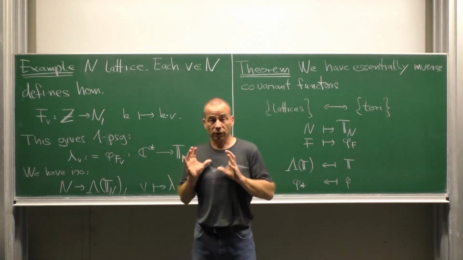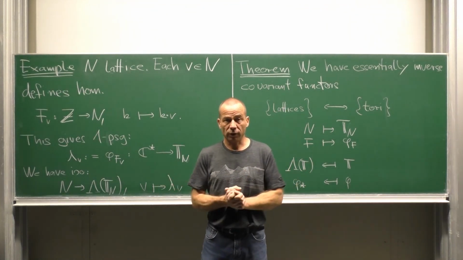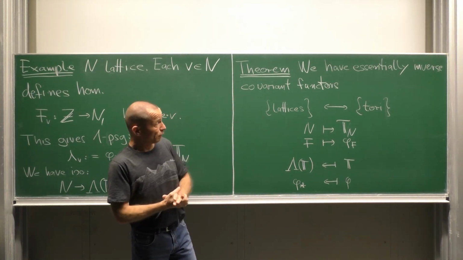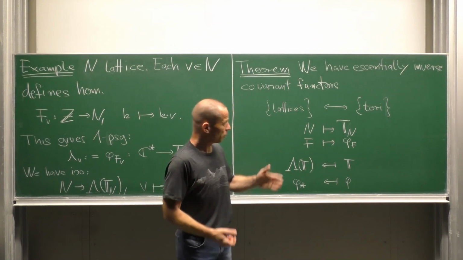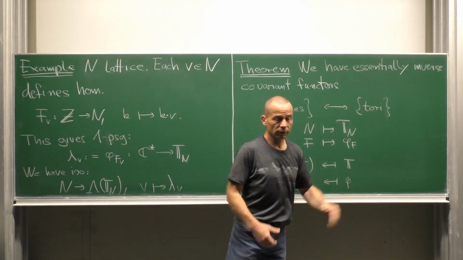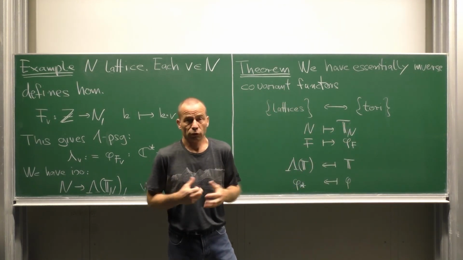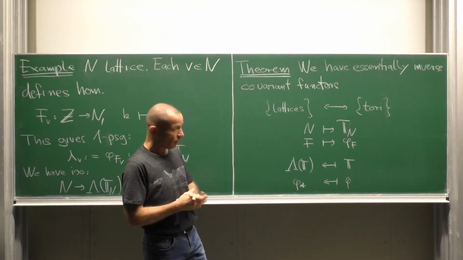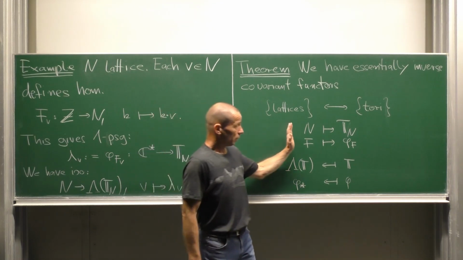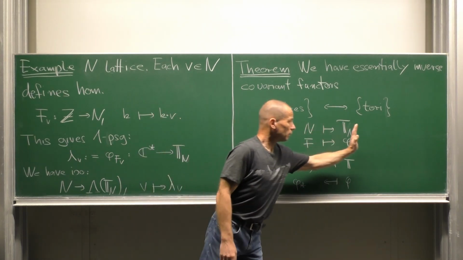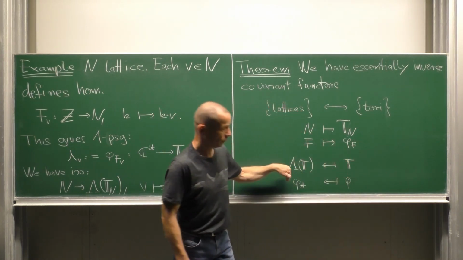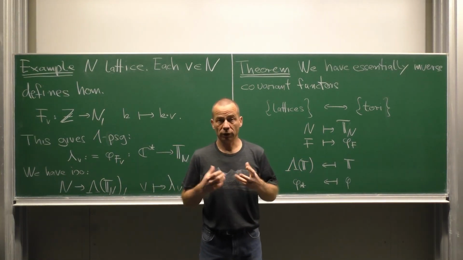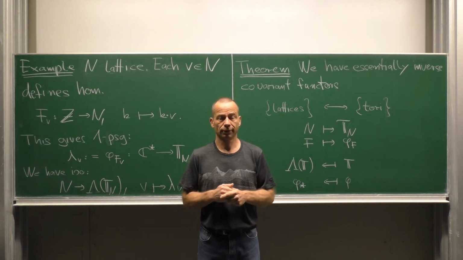Here comes the final statement summarizing everything about our construction. It says that we have covariant functors between the world of lattices and the world of tori, both functors being essentially inverse to each other. That means we have a machinery to get from this world to that one, and also machinery to get back, and these two machineries are inverse to each other in a very natural sense.